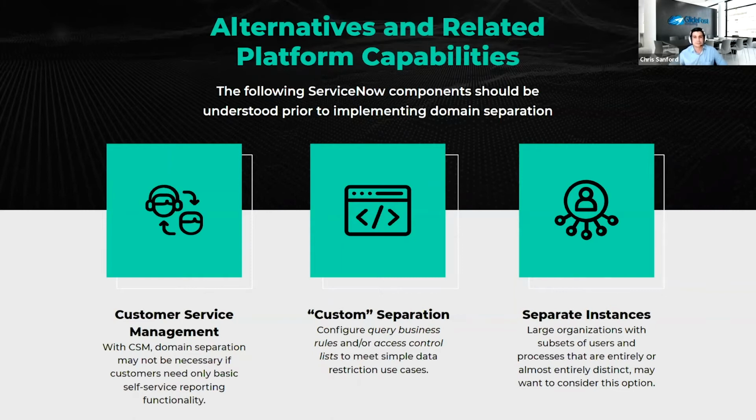Although domain separation provides for segregation of processes, there are certain system properties and components that are global and need to be agreed on for the entire instance.